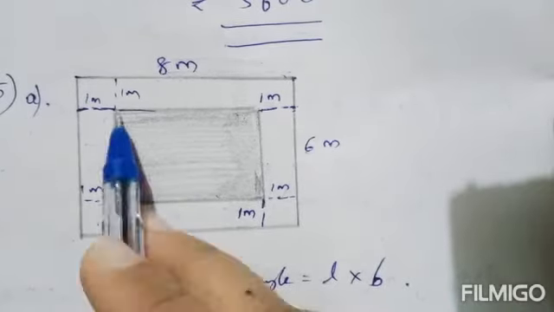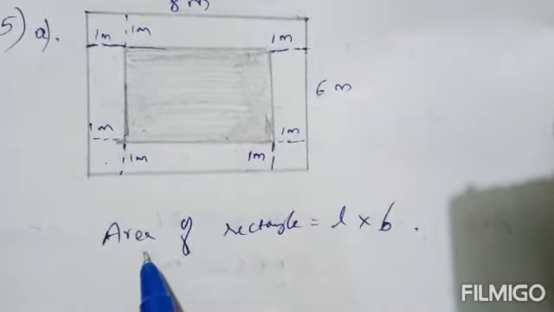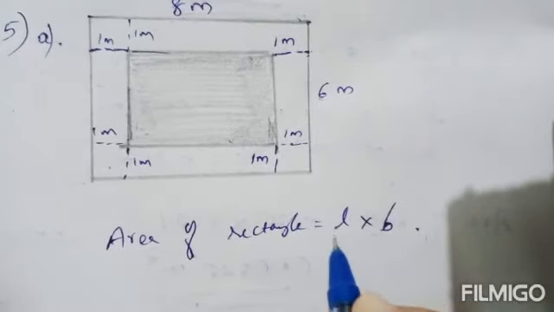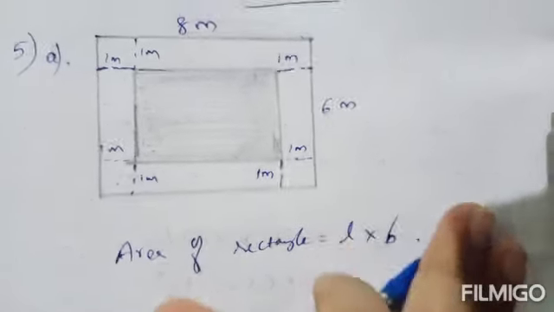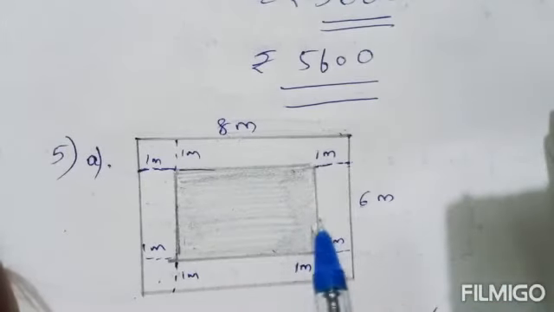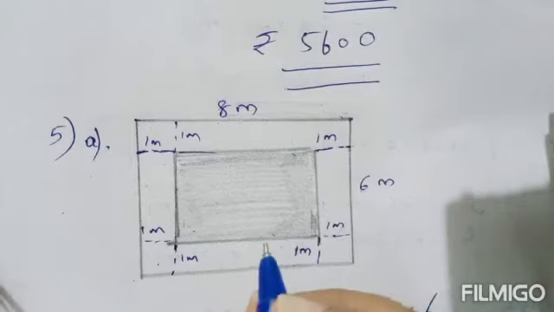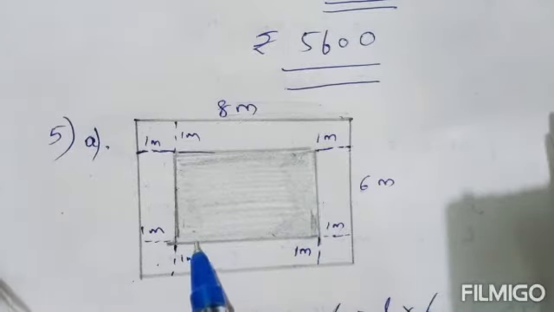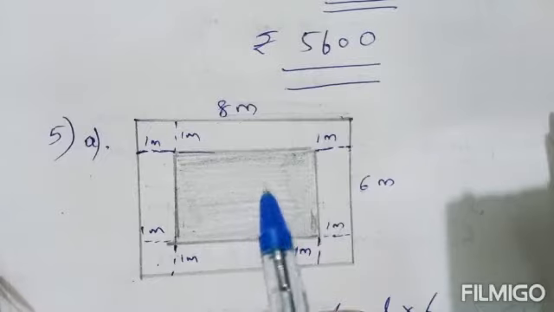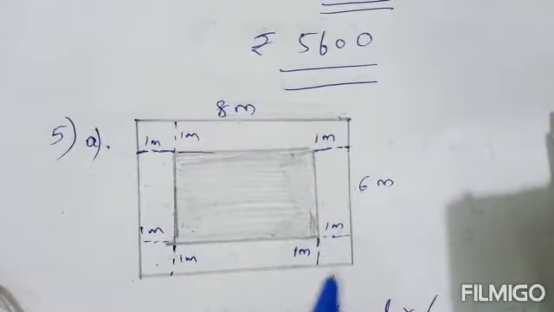Now how can you find the area of this inner rectangle? You know that in order to find the area of a rectangle, the formula is L into B. That is, length and breadth are needed. So what will be the length of the inner rectangle, and what will be the breadth of the inner rectangle, we have to find. We need the length and breadth of the inner rectangle, given the length and breadth of the outer rectangle.